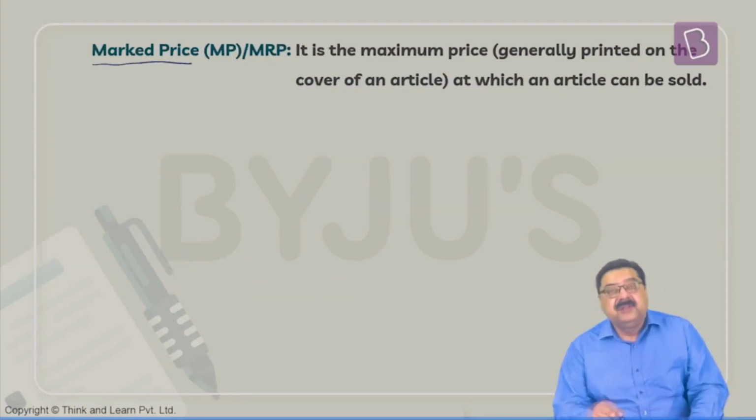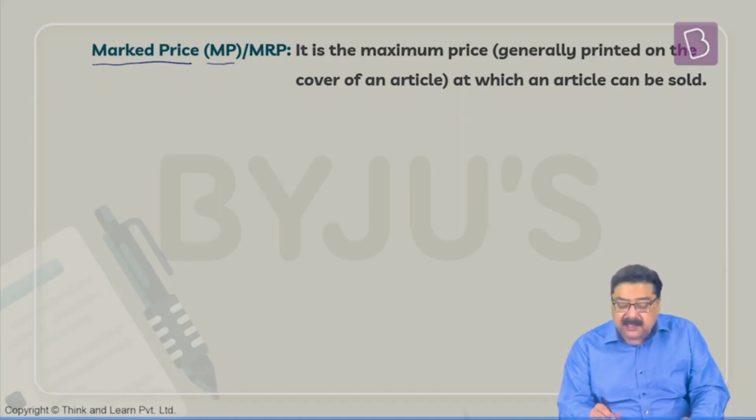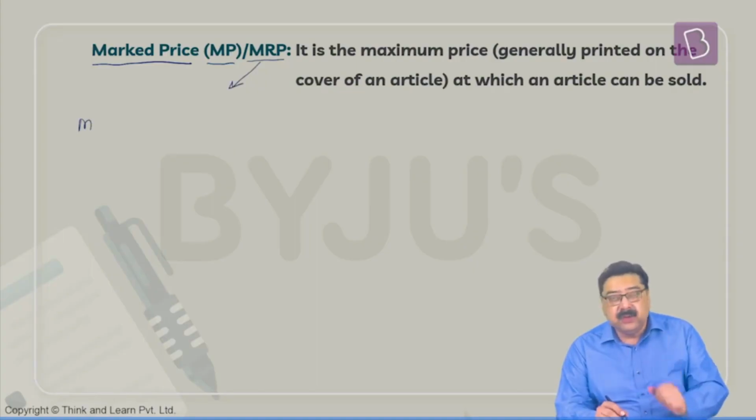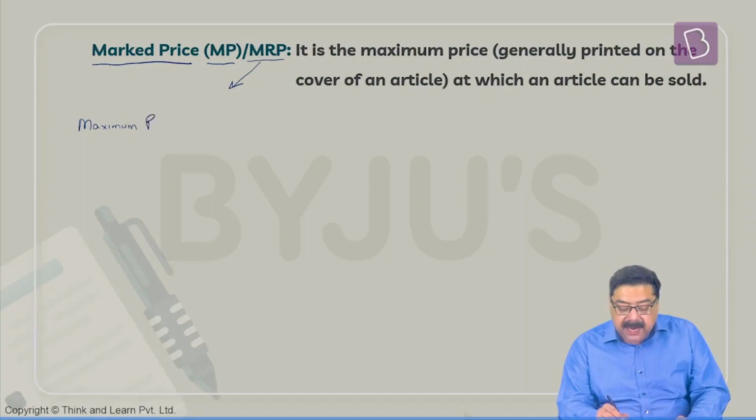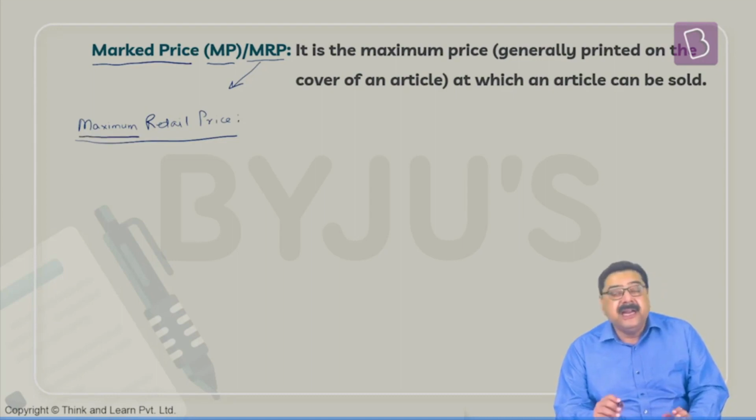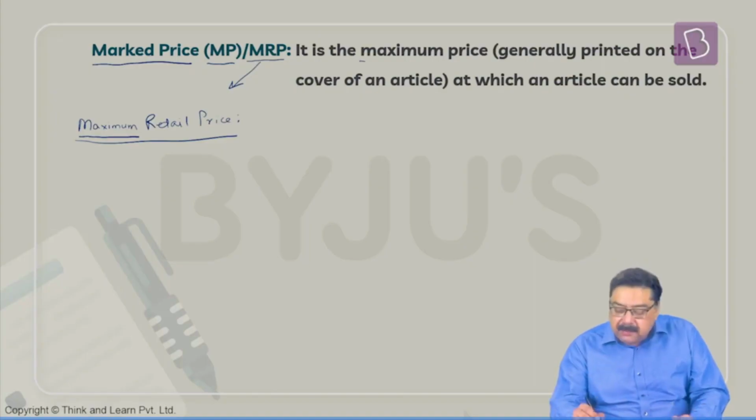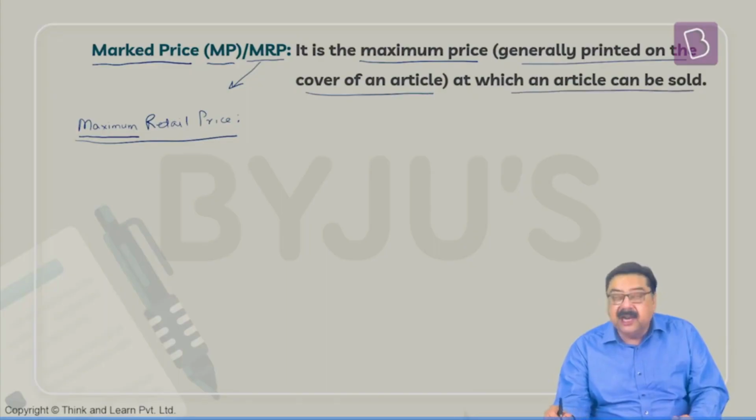Marked price, which is also known as MRP. So in short, marked price is written as MP. It is also called MRP. MRP, which is written on all the items that you buy, is nothing but the maximum retail price. So kindly know that it is the maximum price at which an item can get sold. Beyond this, as a seller, you are not supposed to charge the customer. So it is the maximum price generally printed on the cover of an article at which an article can be sold.